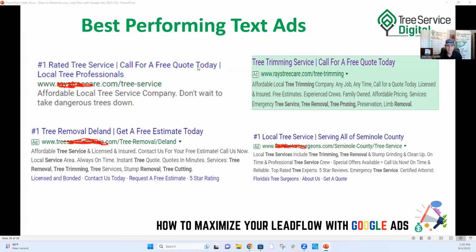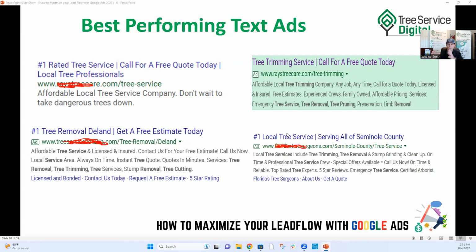So the best performing text ads are going to be: number one rated tree service, call for a free quote today; local tree professionals; tree trimming service, call for a free quote today; tree removal, DeLand, Florida, get a free estimate today. Some of the other ones we've tested are call for a free estimate, free estimate best prices. Some people don't really want to showcase that they're the best price tree service company around, because then it may encourage more price shoppers to call or something like that.